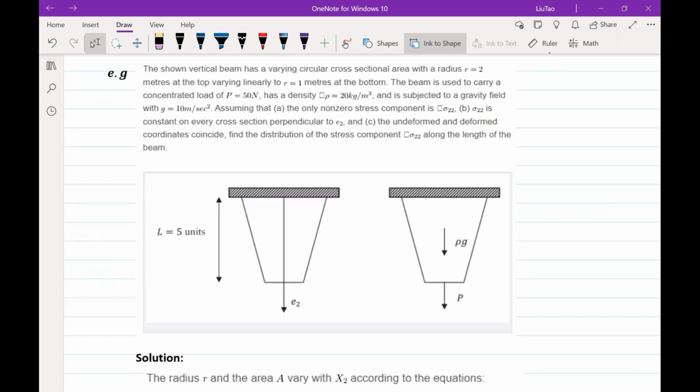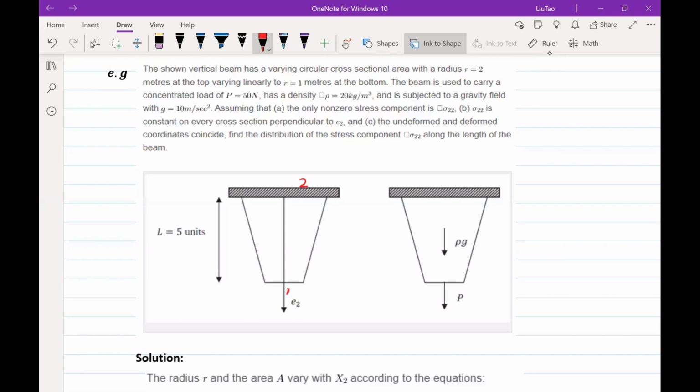For our first example, here we have a vertical beam that has a decreasing cross-sectional area with a top radius of 2 meters. This is 2. And a bottom radius of 1. So here it's 1. The beam is used to carry a concentrated load of P, which is 50 Newton. The beam density is 20 kilograms per cubic meter, and it is subjected to a gravity field g of 10 meters per second squared.